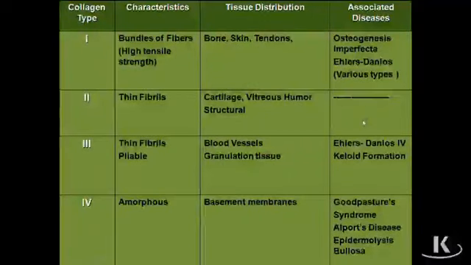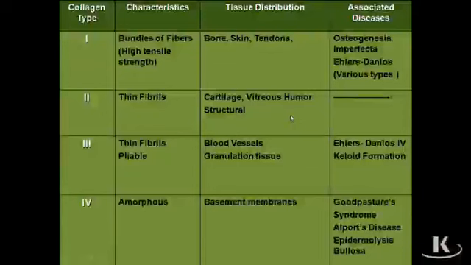If you're presented with a patient that has defects in cartilage or maybe vitreous humor of their eye formation and you're asked which type of collagen is it, just remember it's type 2 collagen. Type 2 collagen is cartilage and also vitreous humor.